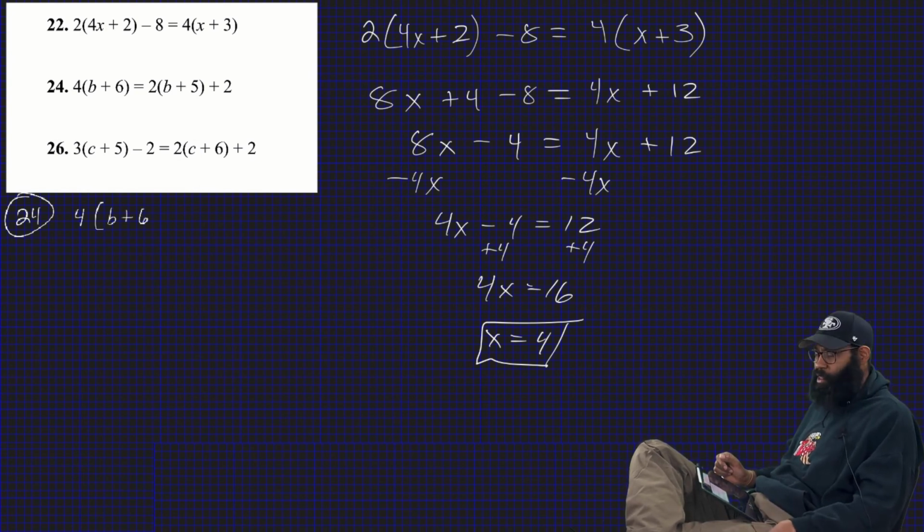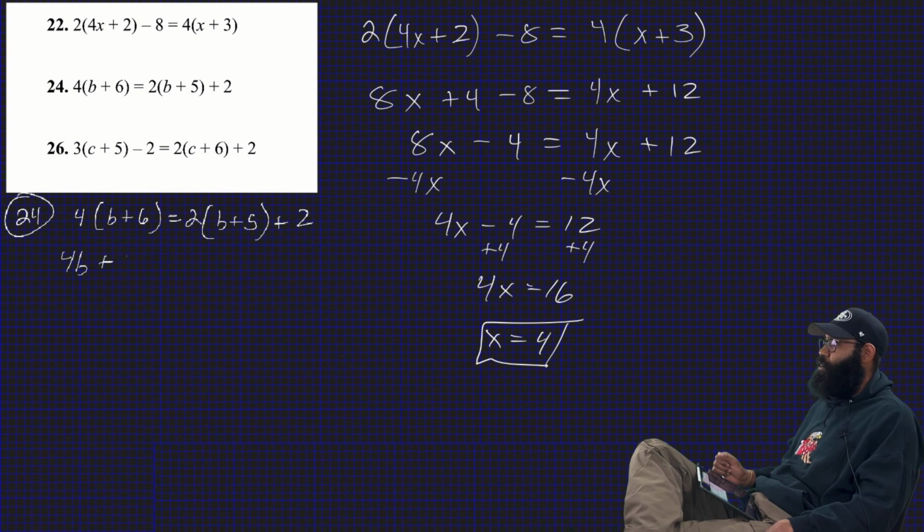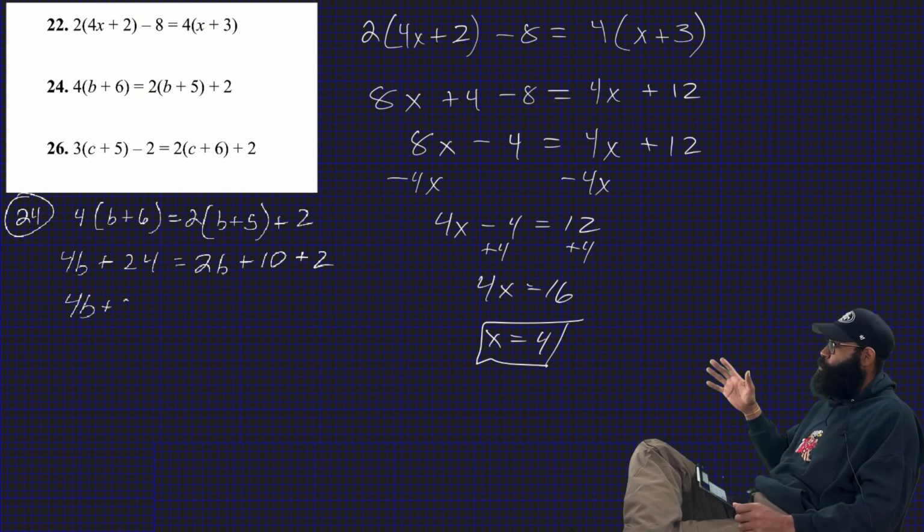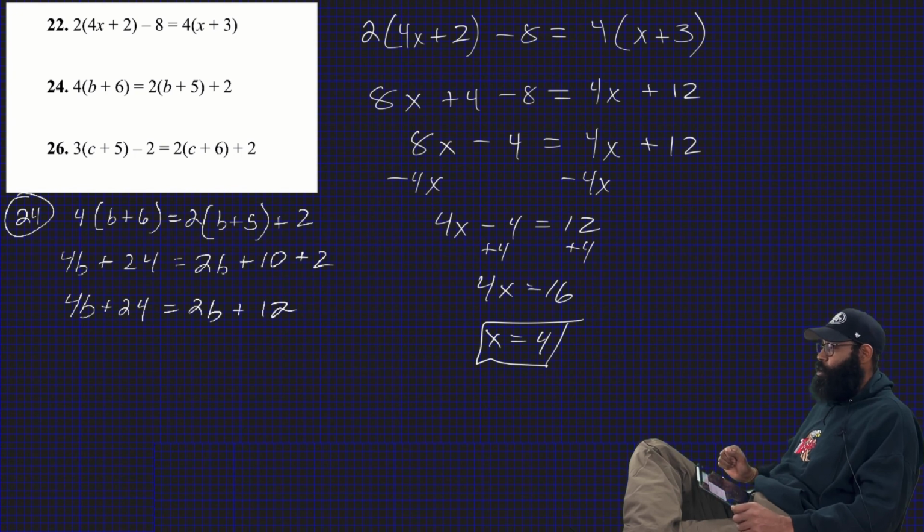2 steps, collecting like terms, distributive property. Number 24. 4 times the quantity of b plus 6 is equal to 2 times the quantity of b plus 5, all plus 2. 4 times b and 4 times 6. 2 times b and 2 times 5. You see what we got? 4b plus 24 equals 2b plus 10 plus 2. No terms to collect on the left, but over here you can kind of see the 10 and the 2.